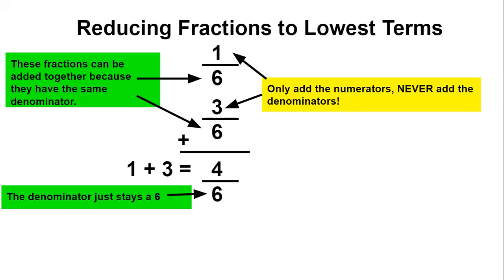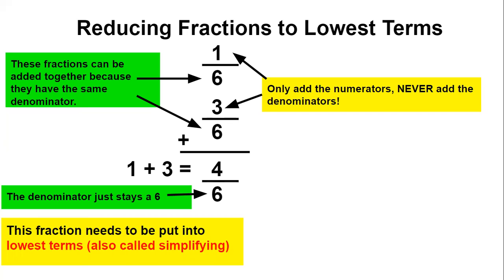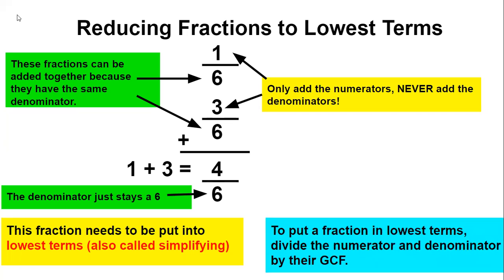So now notice that 4/6 can be reduced. It needs to be put into what they call lowest terms, or also called simplifying. So you might say reduce the fraction. You might hear put the fraction in lowest terms. You might hear simplify the fraction. So what I have to do to put the fraction in lowest terms is divide both the numerator and the denominator by the greatest common factor.